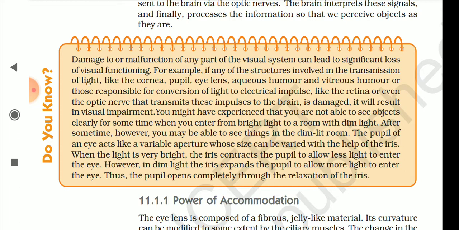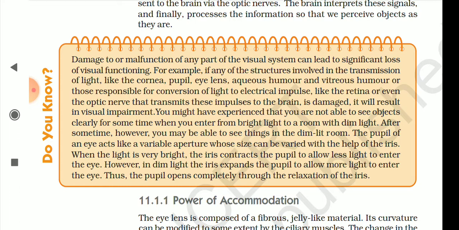If the retina or even the optic nerve that transmits the impulse to the brain is damaged, it will result in a visual impairment. If the optic nerves are damaged, then we can see objects but we cannot recognize what is kept in front of us. This usually happens when the optic nerves get damaged, sometimes by coma, stupor, or diseases like a stroke in our brain.